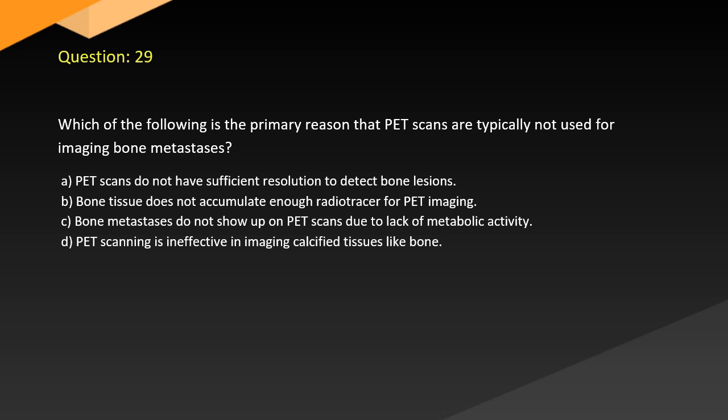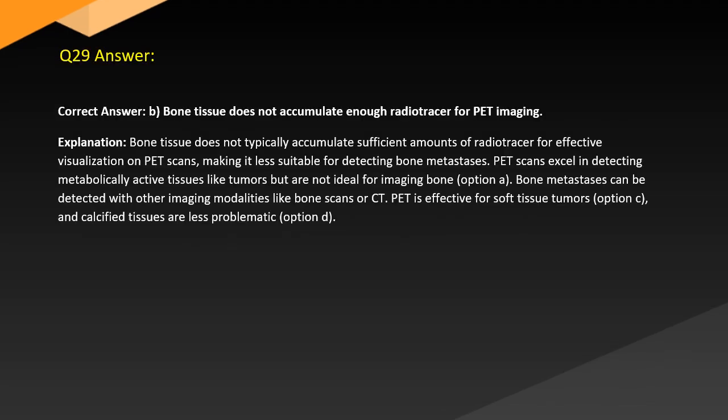Question 29. Which of the following is the primary reason that PET scans are typically not used for imaging bone metastases? A. PET scans do not have sufficient resolution to detect bone lesions. B. Bone tissue does not accumulate enough radiotracer for PET imaging. C. Bone metastases do not show up on PET scans due to lack of metabolic activity. D. PET scanning is ineffective in imaging calcified tissues like bone. Answer. Correct answer, B. Bone tissue does not accumulate enough radiotracer for PET imaging.